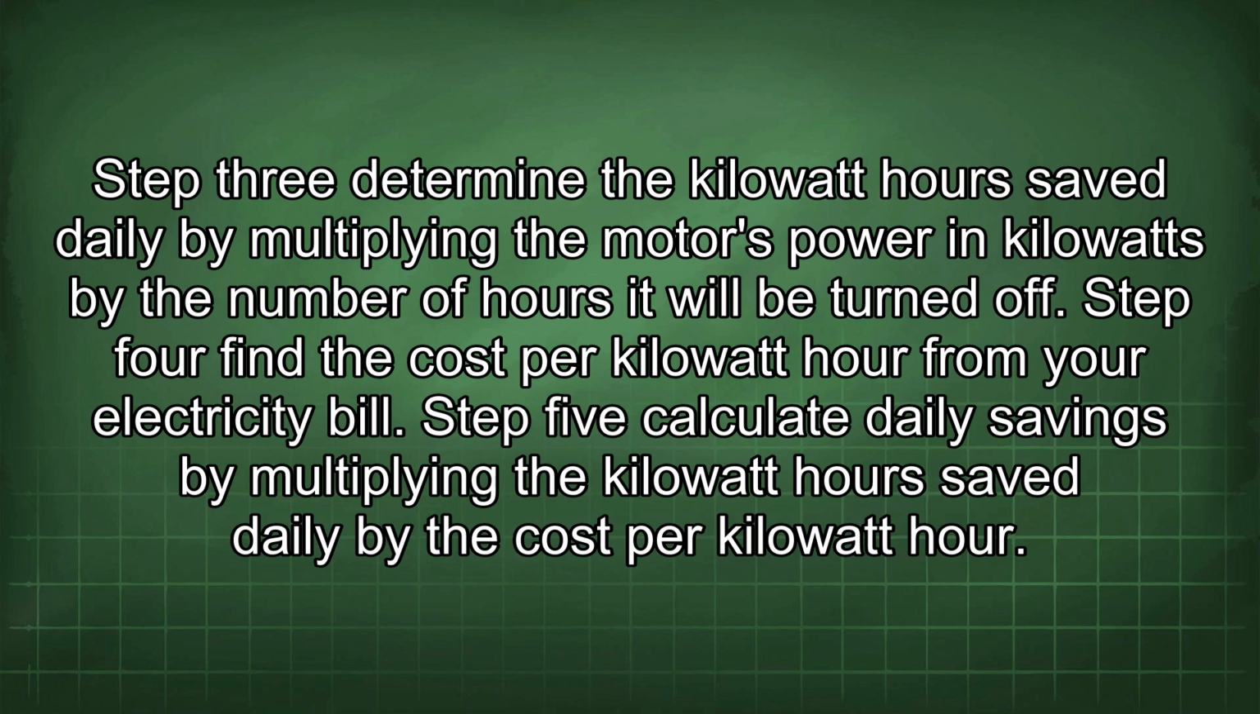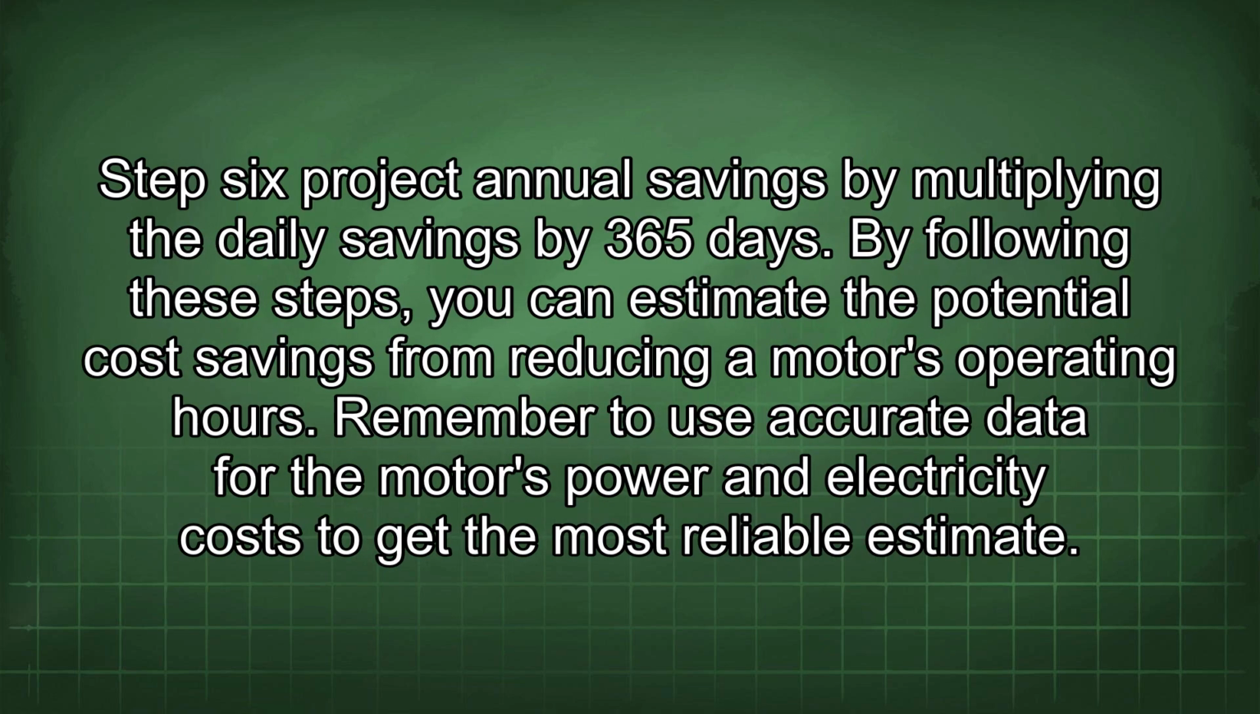Step 4. Find the cost per kilowatt-hour from your electricity bill. Step 5. Calculate daily savings by multiplying the kilowatt-hours saved daily by the cost per kilowatt-hour. Step 6. Project annual savings by multiplying the daily savings by 365 days.